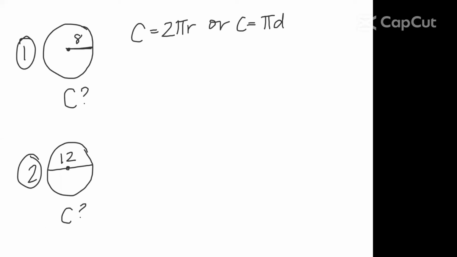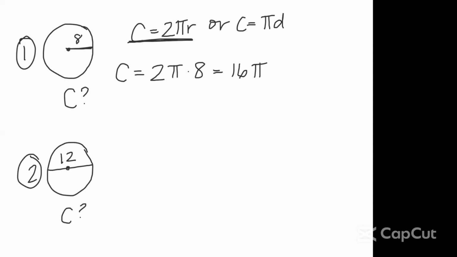Which means we're going to use this equation. C equals 2 times pi times 8, which is the radius. So that gives me 16 pi. But we're going to stop there, because we don't have to do the decimal one for this one, right?